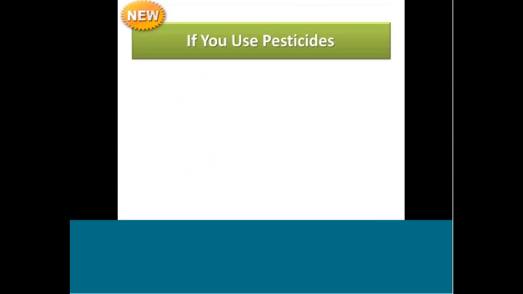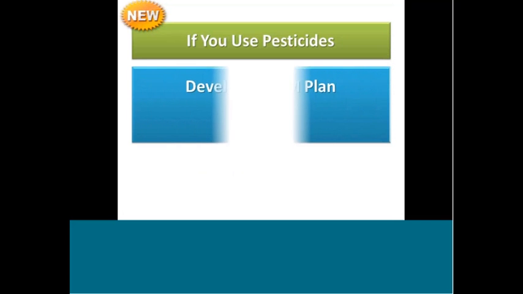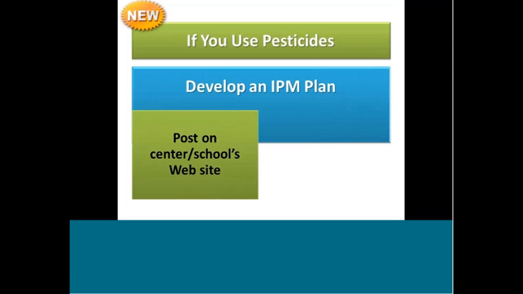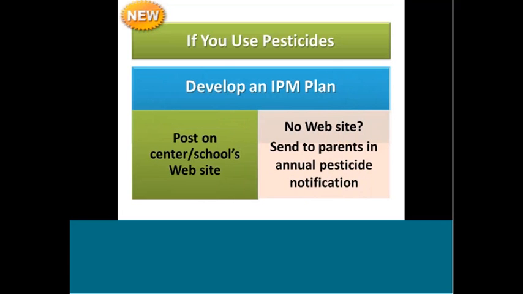When pesticides are applied at child care centers and schools, whether an employee or a contracted pest control business will make the application, the IPM coordinator must ensure that an IPM plan is developed and posted on the center or school's website. If the center or school doesn't have a website, the center or school must send out the IPM plan to parents with the annual pesticide notification list.